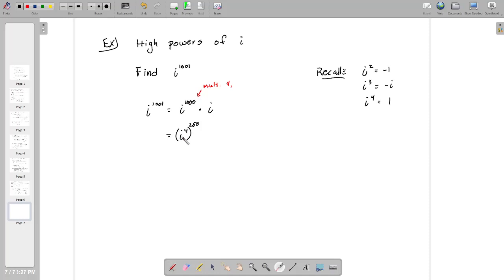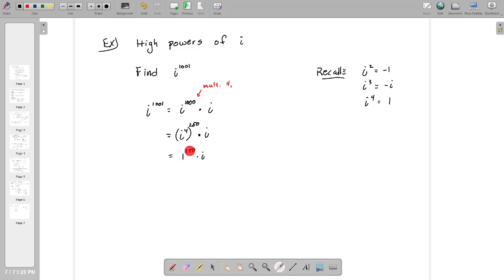Now remember, when we have a power to another power, we multiply. Those two are equal. So we can go from i to the 4th to the 250th to being i to the 1000th, or we can do the opposite. i to the 1000th is the same thing as i to the 4th to the 250th power. Let me carry this i down. Now remember, i to the 4th is equal to 1. So this then becomes 1 to the 250th power times i.